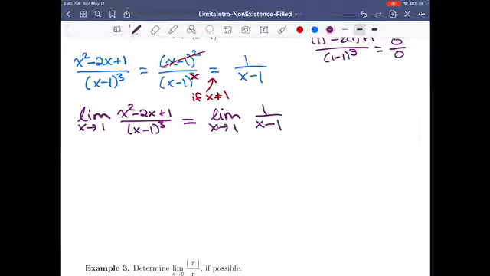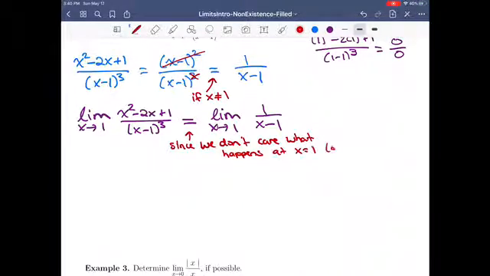This is because we don't care what happens at x equals 1, only near x equals 1. So we're allowed to simplify inside the limit like this, which we're going to talk about in the next section.